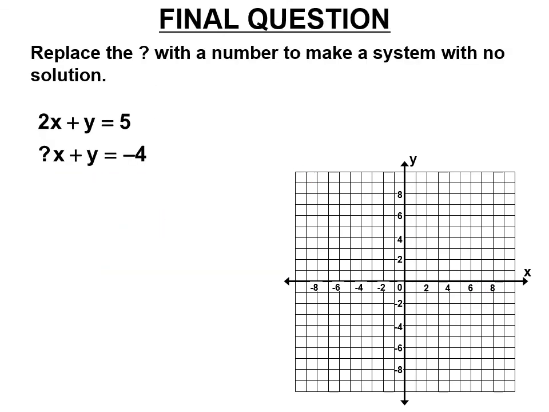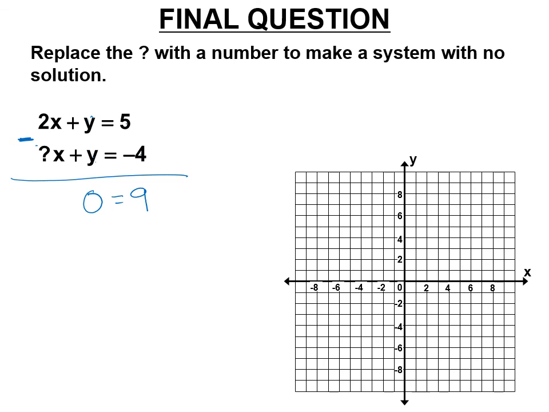Final question. Replace the question mark with a number to make a system with no solution. All right, we need no solution. So let's see this. We have y's that are the same, so I'm going to subtract here. And this will be 0 no matter what I do. And 5 minus negative 4 equals 9.